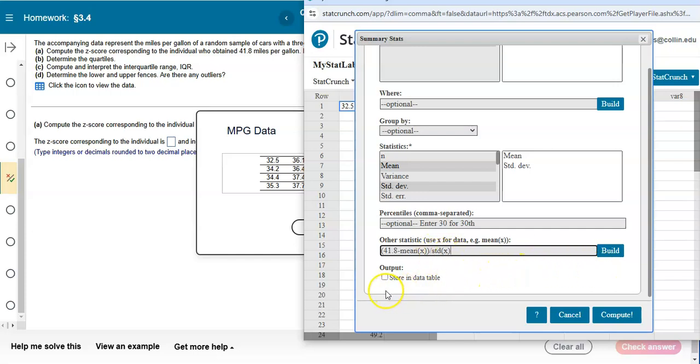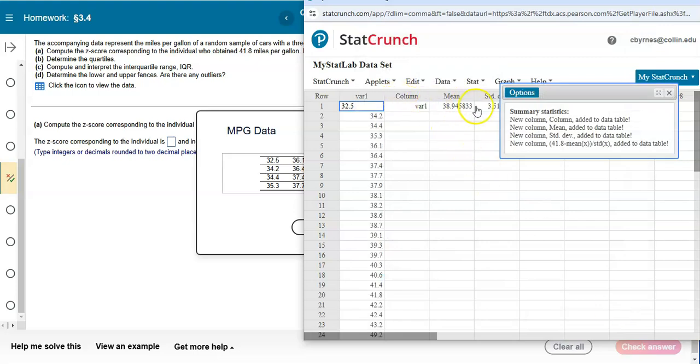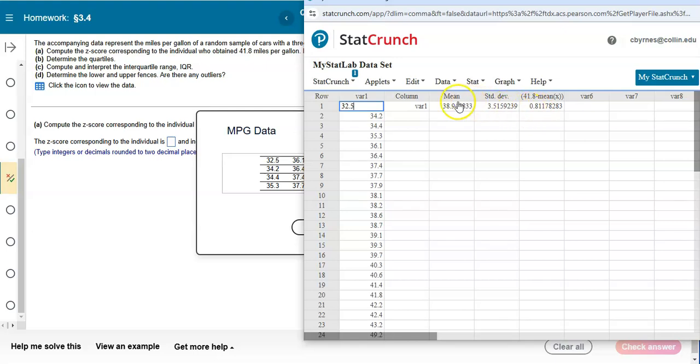I'm going to say to store in data table. Oh, store in data table, I bet it will save the mean and standard deviation as values in the table. Okay, so we got the mean is 38.9, standard deviation is 35, and then the z-score for that 41.8 value is 0.81. And so the z-score is 0.81.